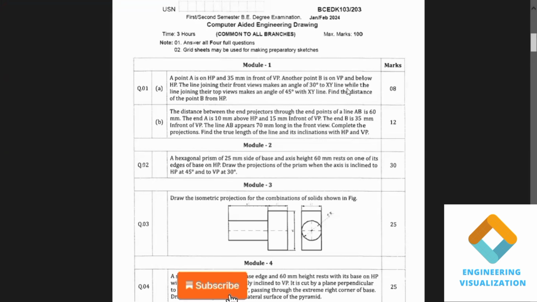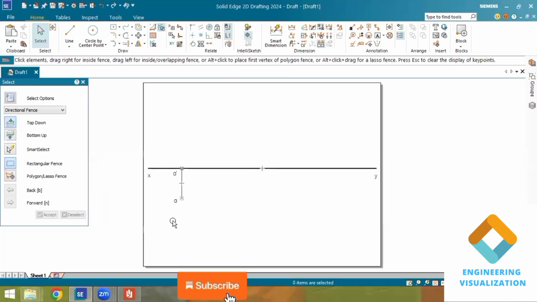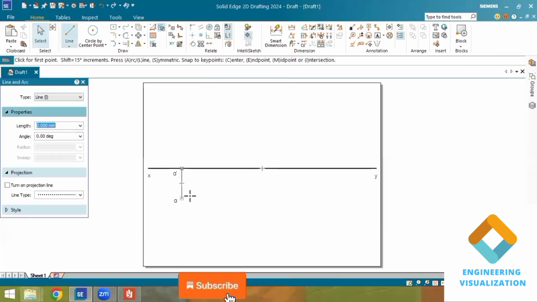What they mention here is that the line joining the front views makes an angle of 30 degrees to XY, while the line joining the top views makes an angle of 45 degrees with XY. That means we should connect the top views with an angle of 45 degrees, and the front views with an angle of 30 degrees. That's what is given in this problem. Using this sentence we have to draw. So here I'll be connecting the top views at an angle of 45 degrees.